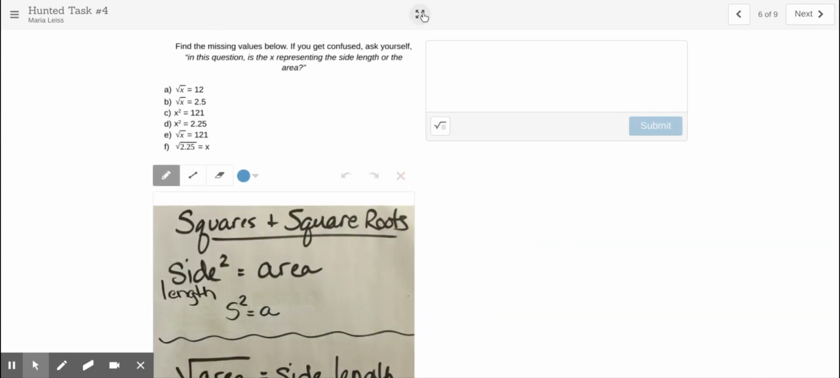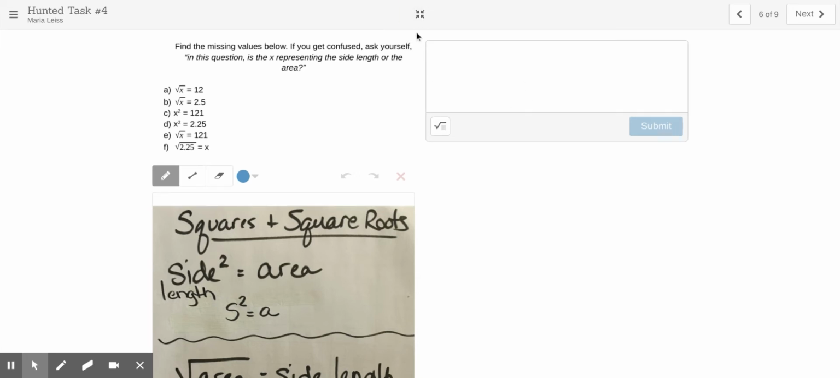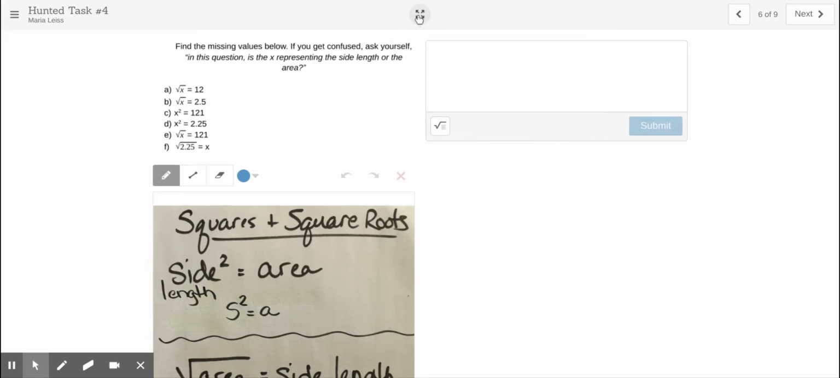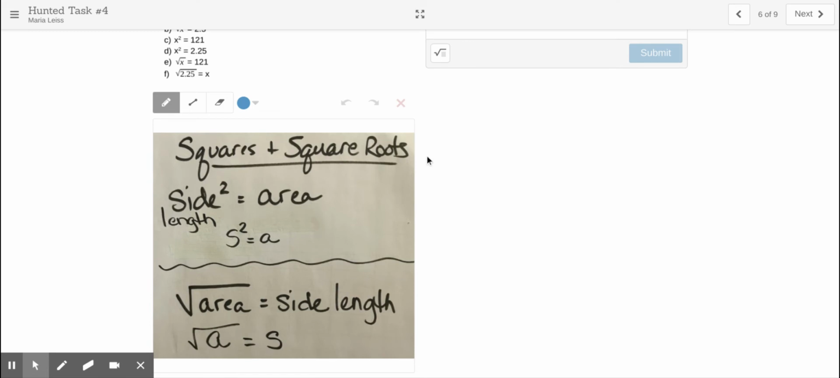Now, when you get to this slide, in class, I had students, let me see if I can get this to show up all the way. I had students highlight some important things.